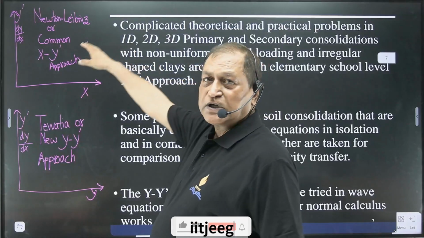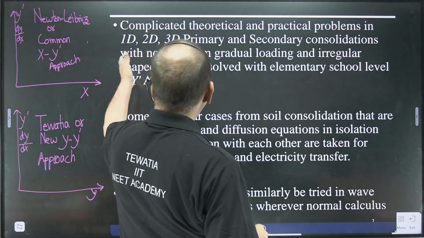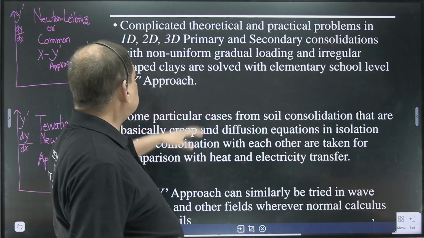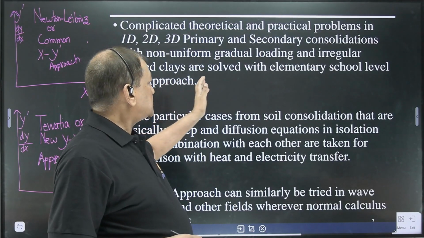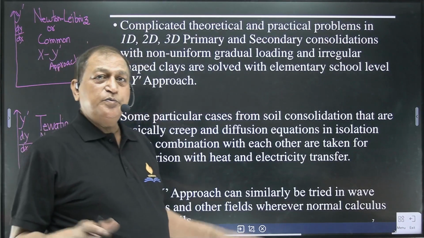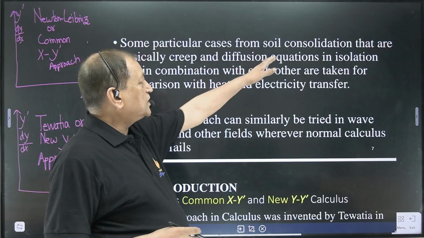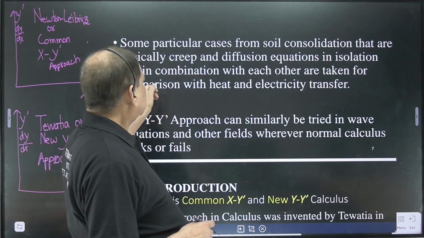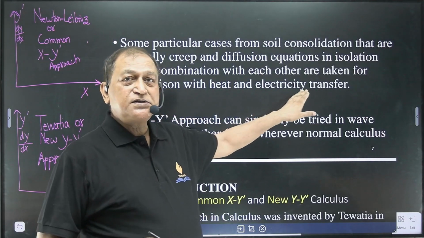Let's go further before I come to it again. Complicated theoretical and practical problems in 1D, 2D, 3D, where D means dimension, primary and secondary consolidations with non-uniform gradual loading and irregular shaped clays, are solved with elementary school level YY dash approach. That means very simple, not complicated. Some particular cases from soil consolidation that are basically creep and diffusion equations in isolation and in combination with each other are taken for comparison with heat and electricity transfer.